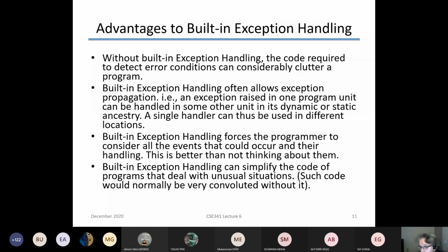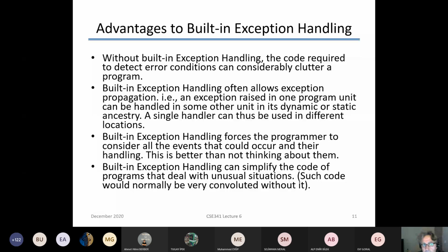So this is better than, of course, not thinking about it at all, right? Another advantage is that this type of exception handling can simplify the code of programs that deal with unusual situations. So this is very similar. We have seen this.